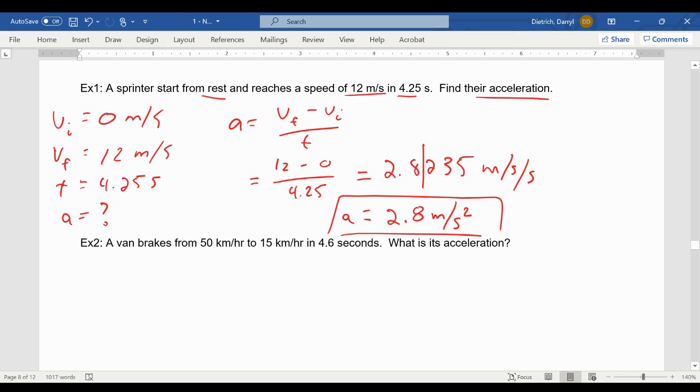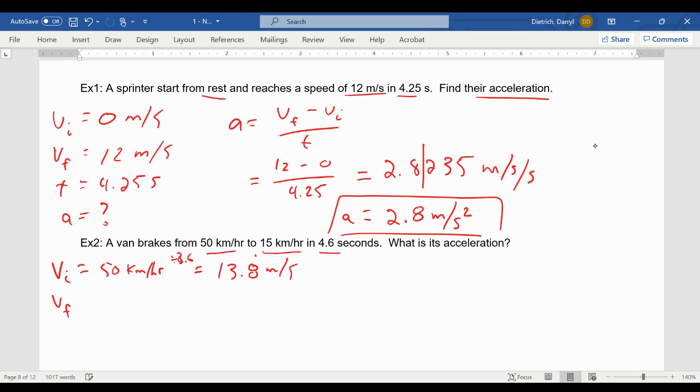Okay, next example. If we have a van that brakes from 50 kilometers an hour to 15 kilometers an hour in 4.6 seconds, what is its acceleration? My initial velocity is 50 kilometers per hour, and right away I'm going to change that, divide by 3.6, to meters per second, which is 13.8 repeated meters per second.